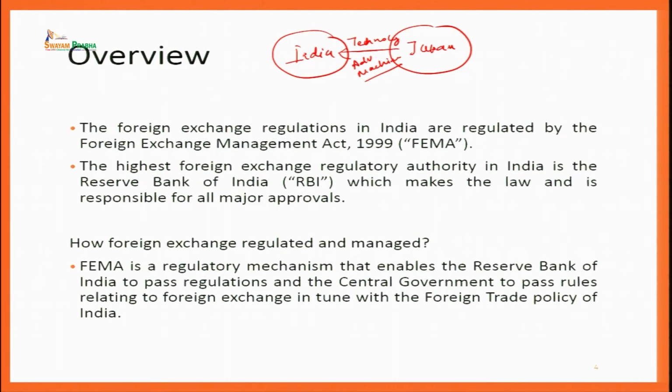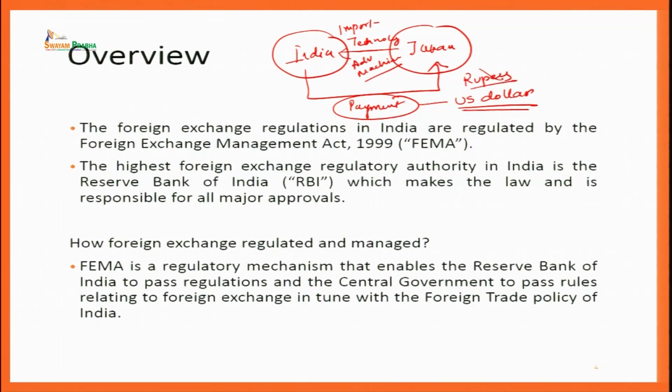So you are getting the technology from Japan, you are importing it. This import is taking place, and as you are buying this from Japan, what you have to do, you have to make the payment, right? And this payment is going to be in the form of US dollar. Why is it going to be in the form of US dollar? Why can you not make payment in the form of rupees?